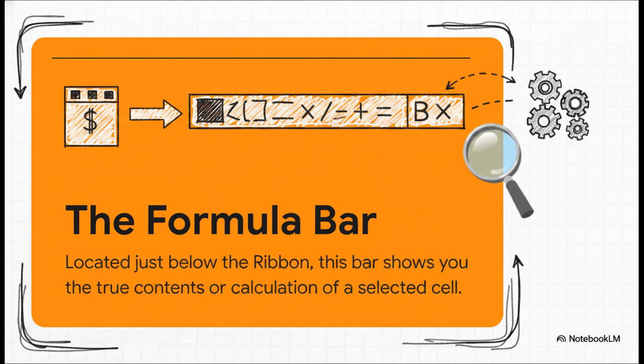Right underneath that ribbon, there's this little bar that is super important. It's the formula bar. And here's why it's so key. A cell on your sheet might show you a number, right? Like it might say $19. But if you look up at the formula bar, it'll show you the actual stuff inside that cell, maybe the formula that added up to that $19. It's kind of like the behind-the-scenes view.